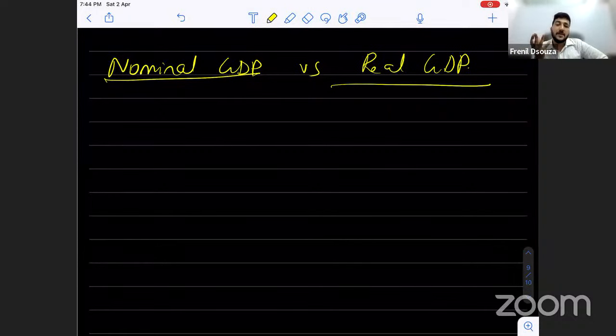Now, what is nominal GDP? Nominal GDP is the GDP which is calculated by taking into consideration the current prices, whereas real GDP is the GDP which is calculated by taking the prices constant, which will give me more accuracy. But which one is most usually calculated? It is nominal GDP, which sometimes might be misleading if there is a lot of inflation in the country.